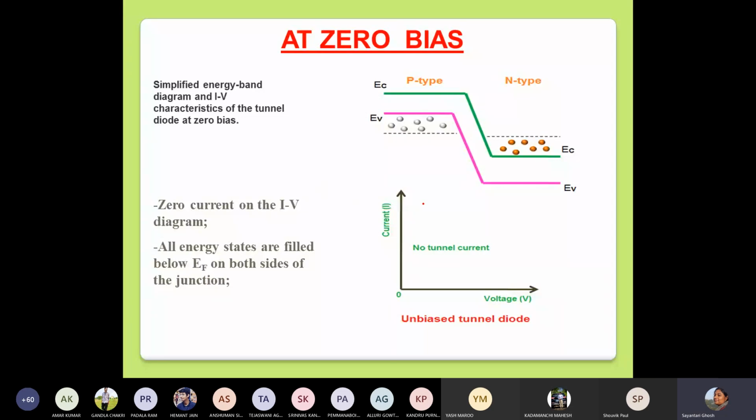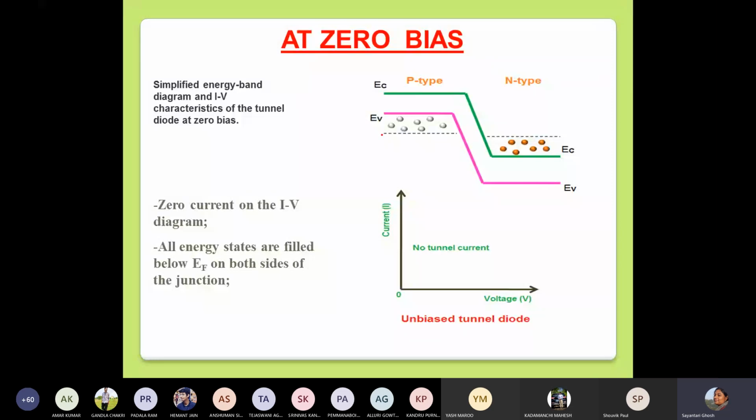Okay. So here I have a picture of the band diagram of this tunnel diode with zero bias. Now there is no battery attached to it. So the valence band is this pink level, and because of the high doping, this is the Fermi level.